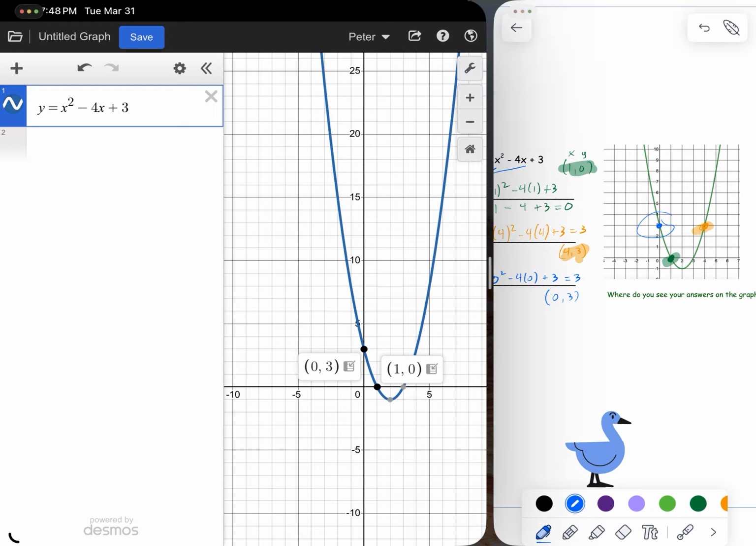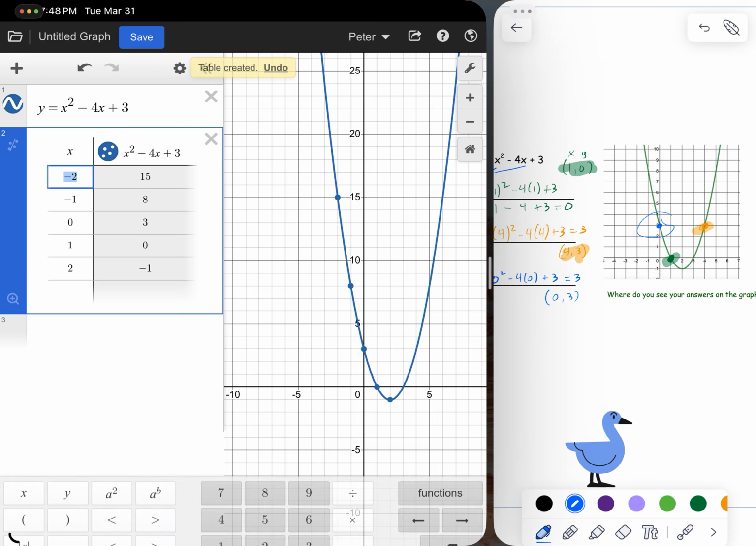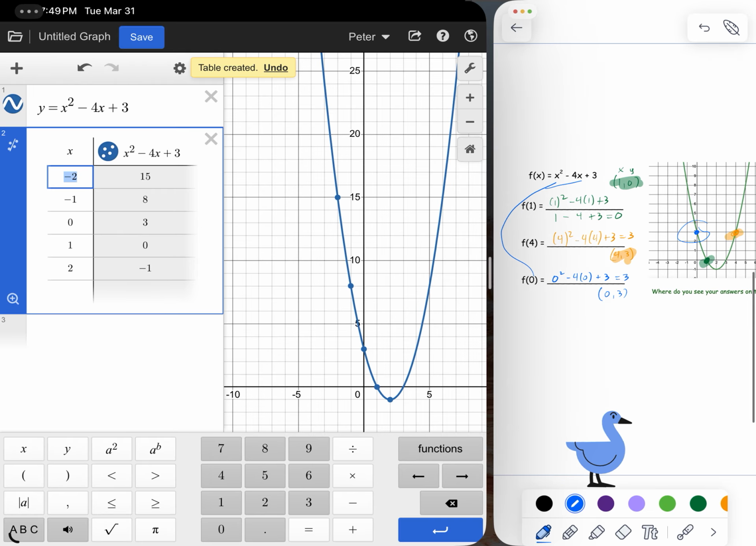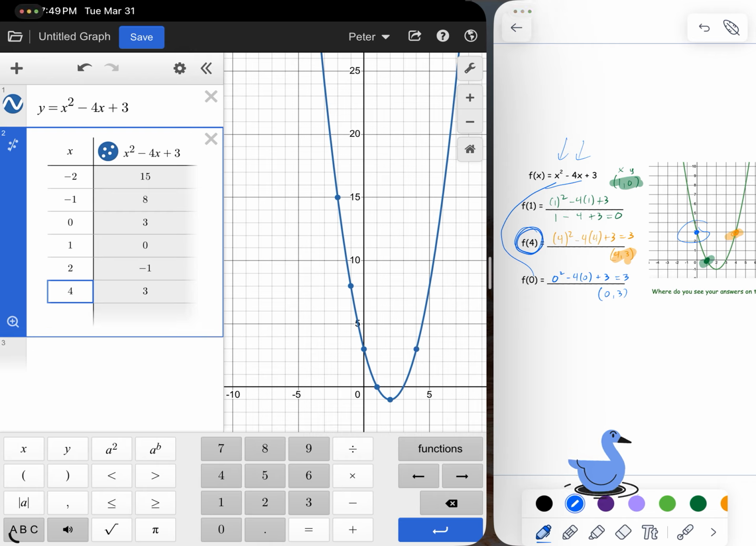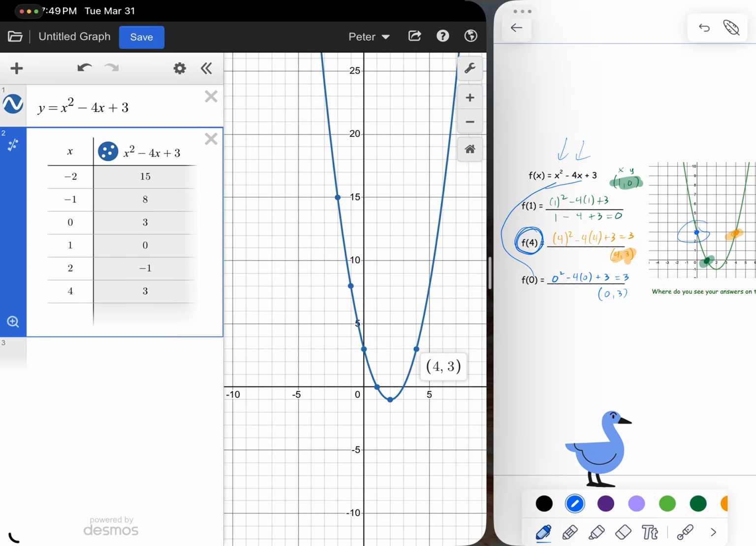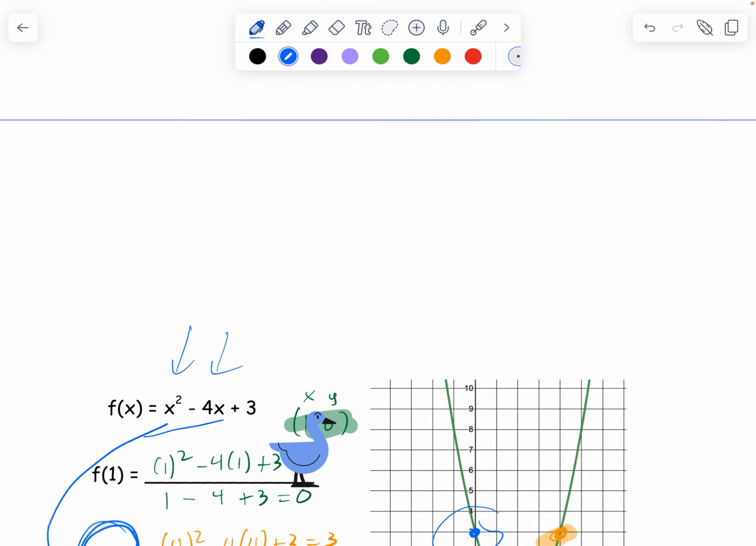You can also hit the gear and just add a table. And there you go. I mean, that's essentially what you're doing, right? You are plugging in numbers into the equation. So that's like if I wanted to try the 4, I'm looking right here. If I put a 4 there, Desmos will plug it in for me and tell me that the answer is 3, that the y value is 3. And it'll also put a dot there for you, right there, 4 comma 3. So, yay, Desmos.